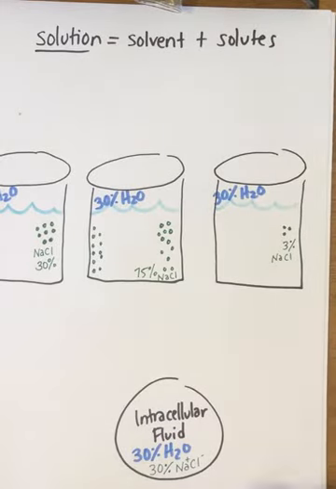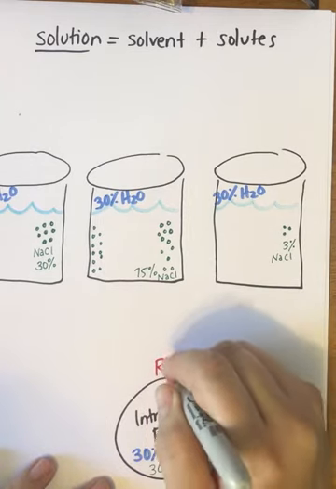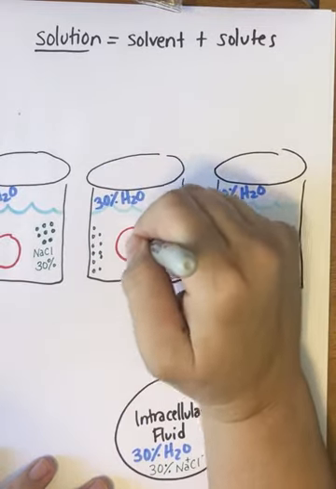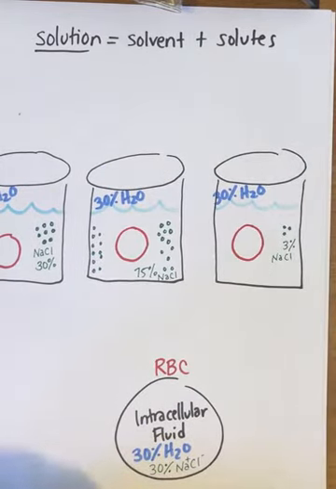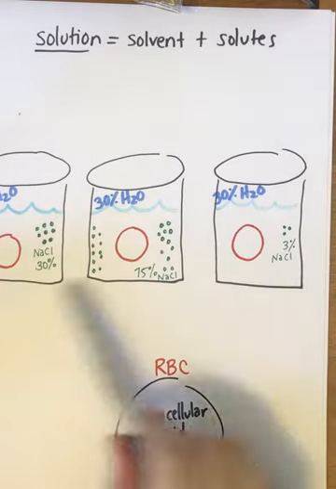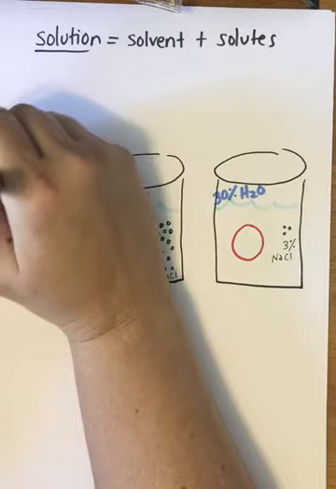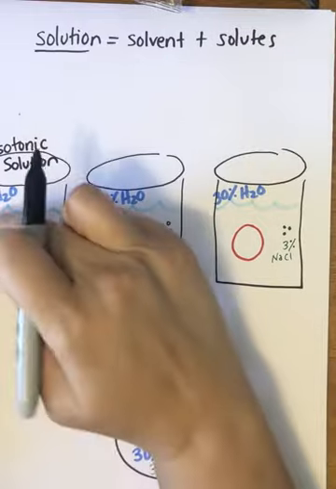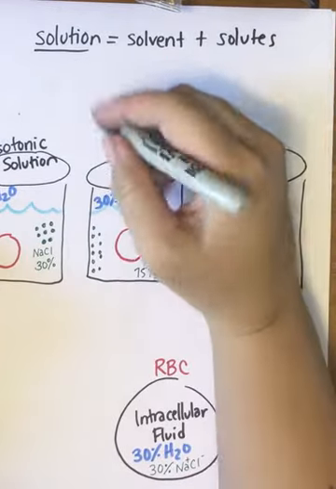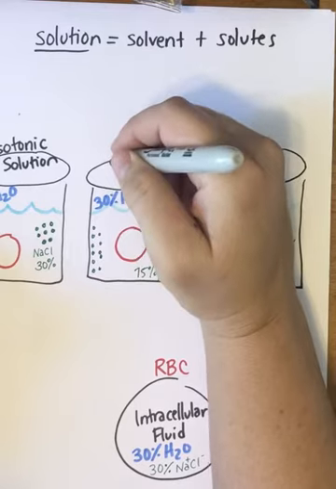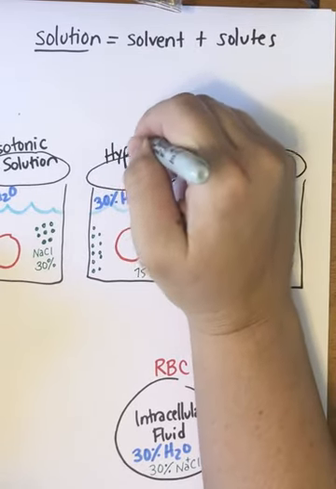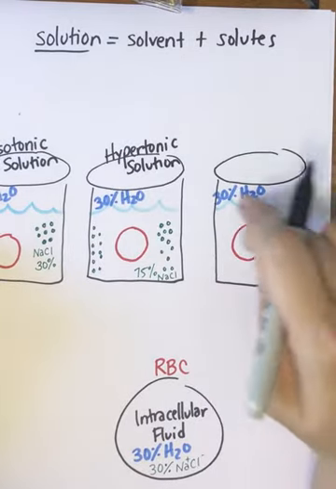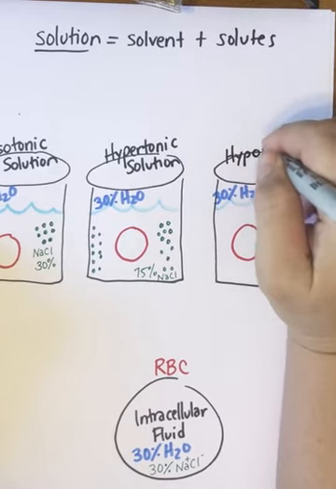So basically, we're going to call this a red blood cell. We place a red blood cell in each solution. Now, we know that the solutions that we placed in each beaker are different. This one is an isotonic solution because it was 30% water and 30% sodium chloride. This one was 75 and 30, so this one was a hypertonic solution. And this one is 3 and 30, so this one is a hypotonic solution.